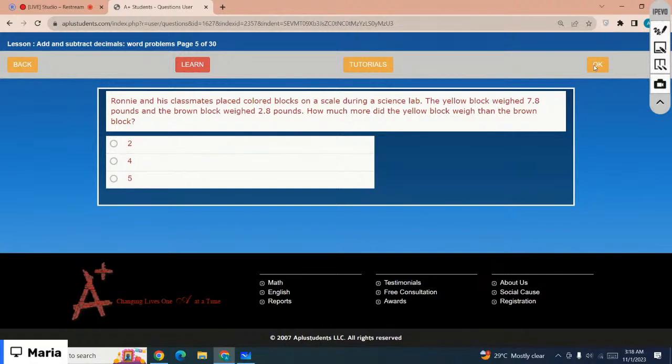You have to subtract them, right? 7.8 minus 2.8 is 5. The correct option is 5.